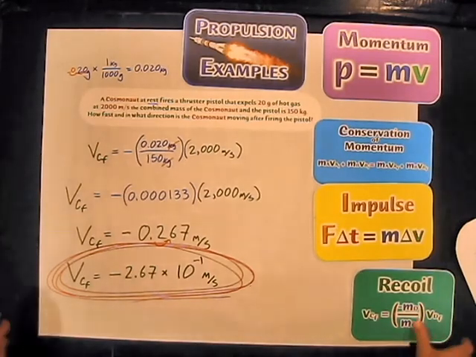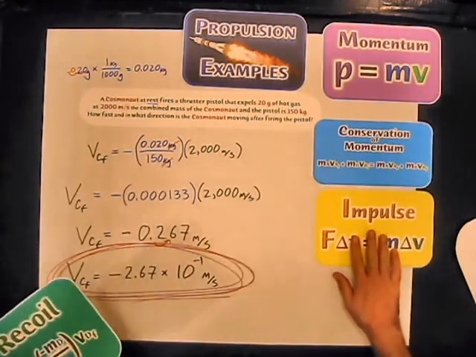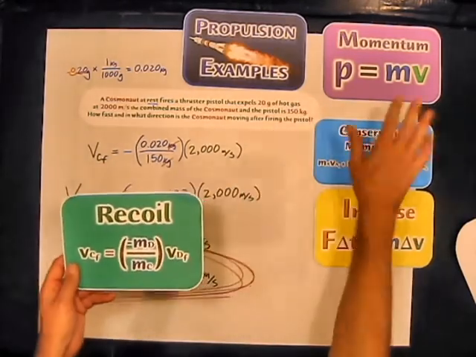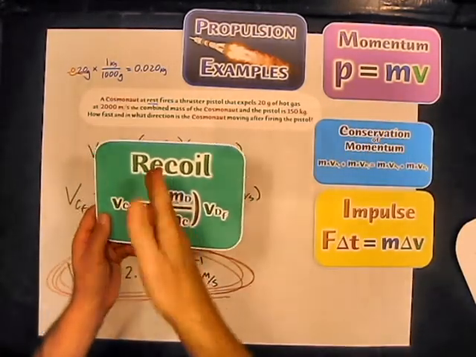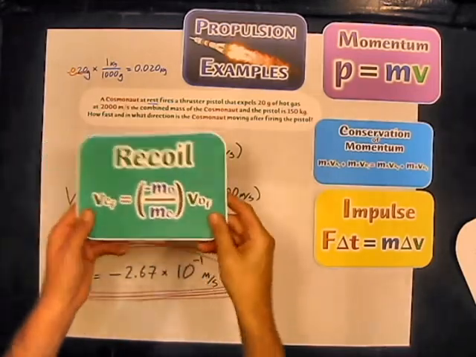Okay, so that's another example of recoil. And now you can see how recoil comes out of the conservation of momentum. It's a specific example when you start at rest.